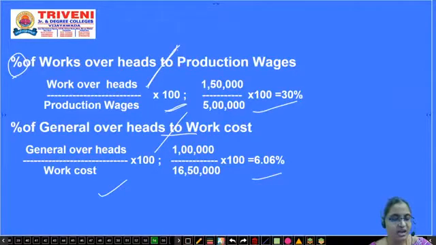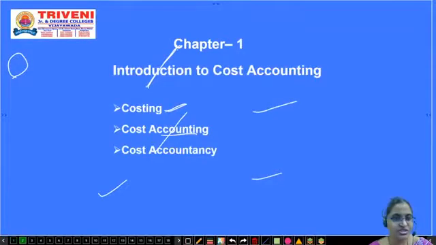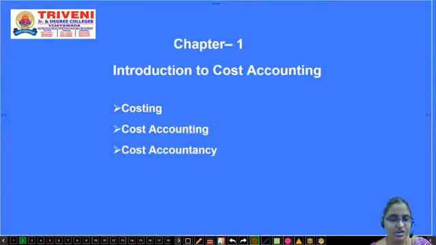Once again, I will revise the previous topics from the beginning. First, you should know the meaning of cost accounting. Cost accounting is one of the branches of accounting. It deals with the cost of production of goods manufactured by companies. It gives all the total costing information to the management in a detailed way for proper control.